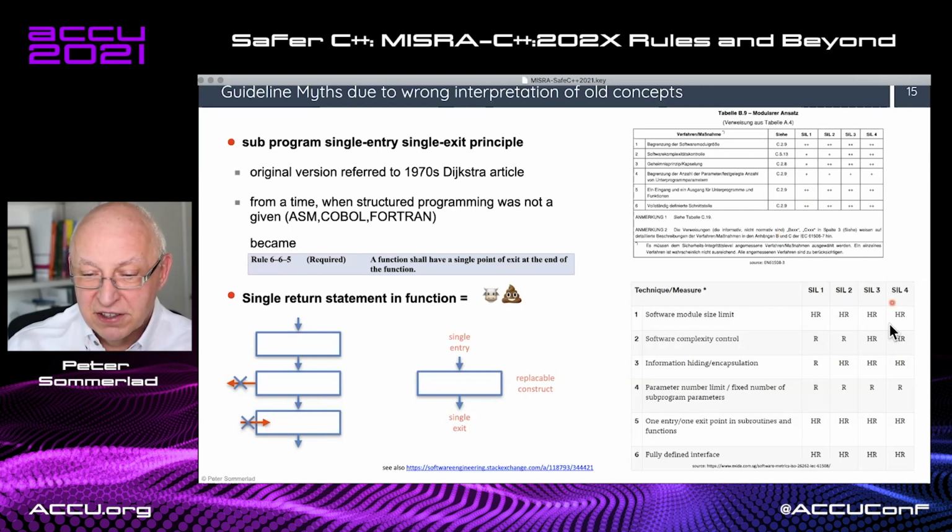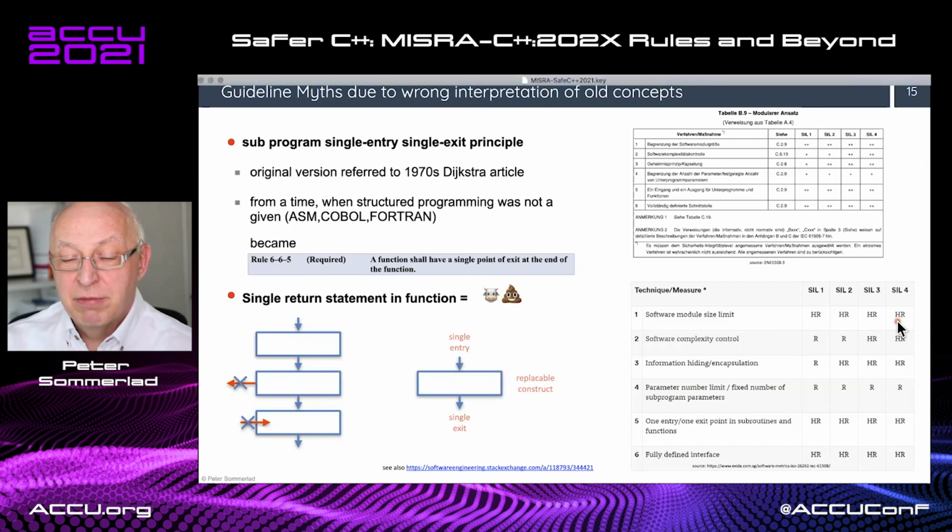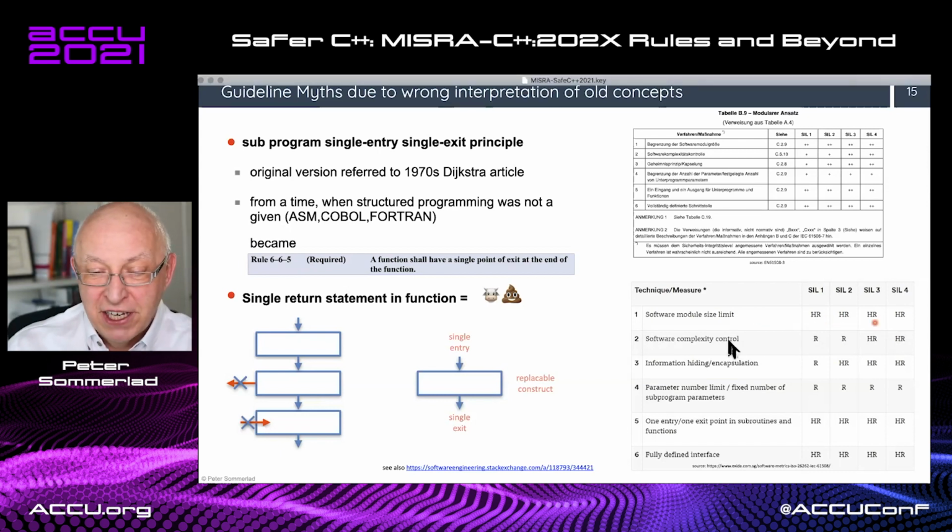And this is another table that is more readable. They say, okay, limit the module size, that a 100-line function might be a little bit too big, and that's highly recommended regardless of the integrity level. And encapsulation, information hiding is highly recommended, and only recommended for a low integrity level.